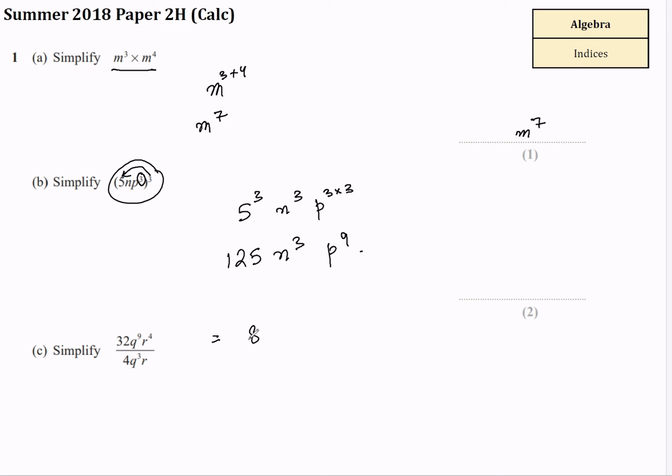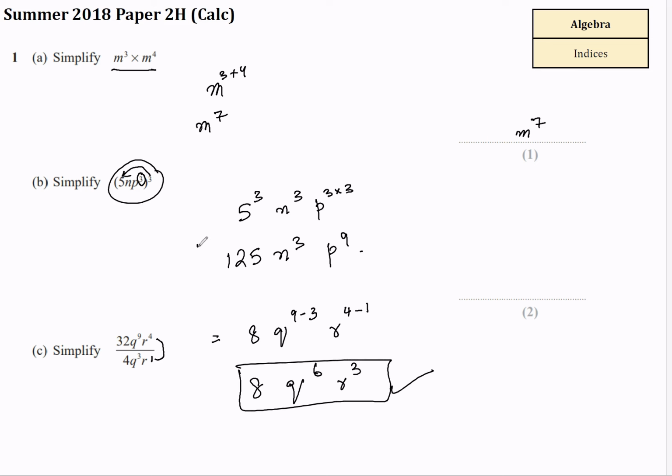Next is q^9 and q^3. I am bringing this 3 on top, which means I have to change the sign of it. I am bringing this 1 on top, I have to change the sign of it. Okay. 8q^(9 minus 3) is q^6, and r^3. That's my answer.